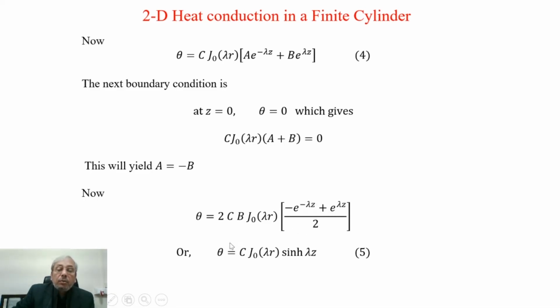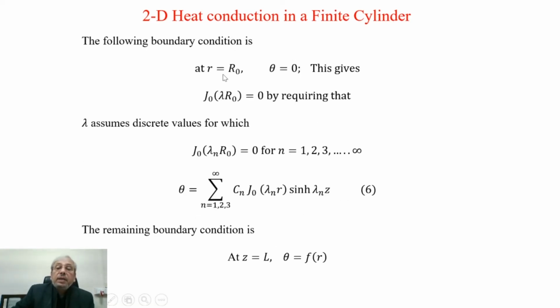So this becomes sine hyperbolic lambda z, and 2c into B, combine them together, we define a new constant c into J naught lambda r sine hyperbolic lambda z. This now becomes theta, equation 5.